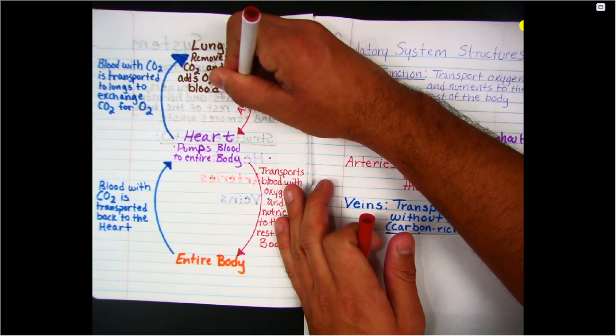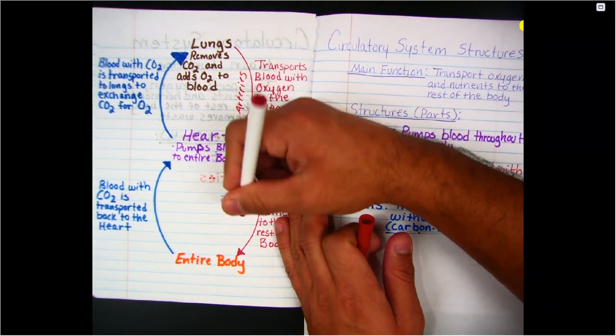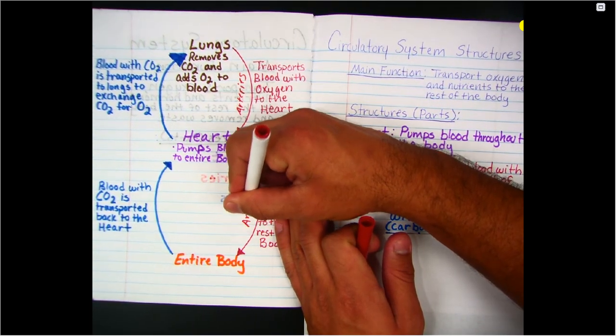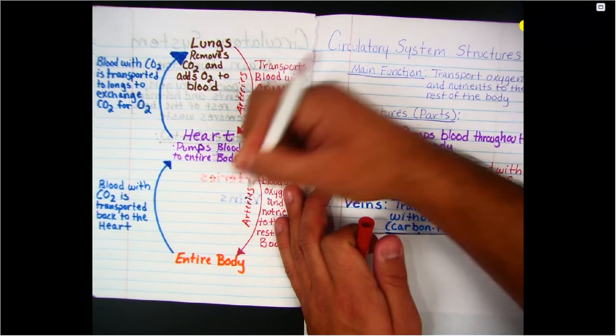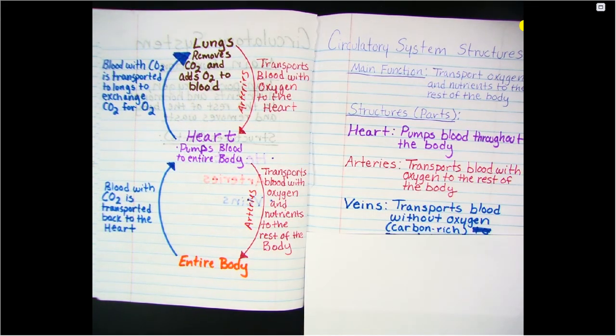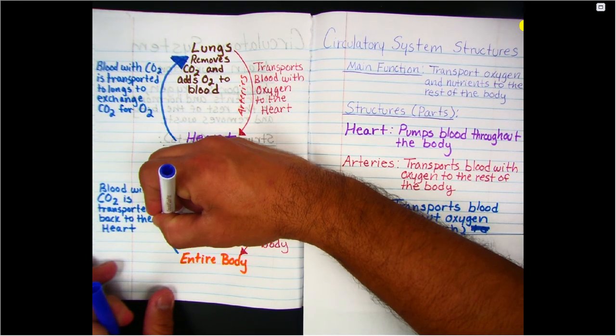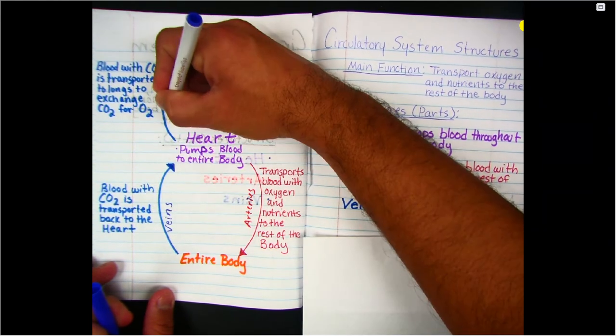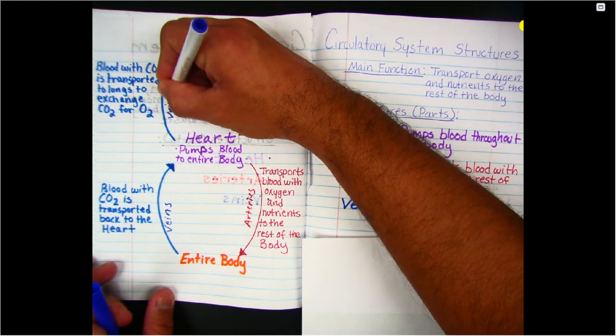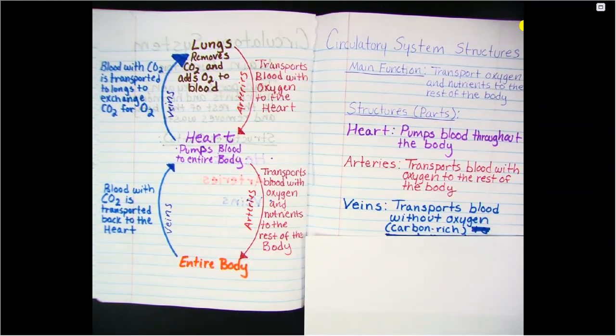So again, I just want to write down what these are. So this is your arteries that are carrying the blood with the oxygen, and these are your veins. And it carries the blood without the oxygen. Okay.